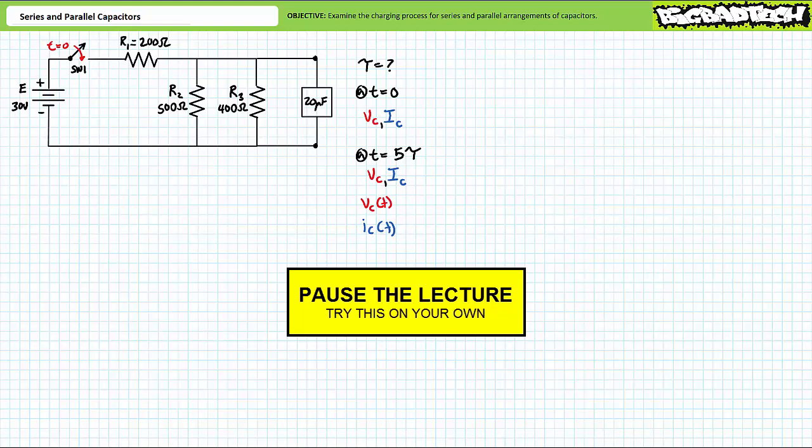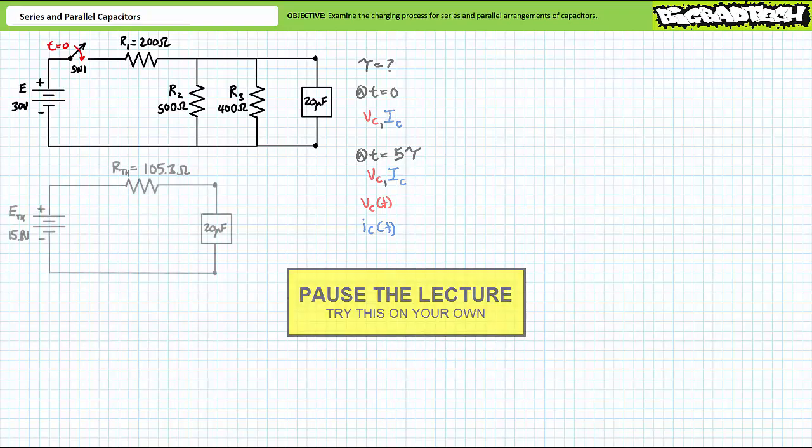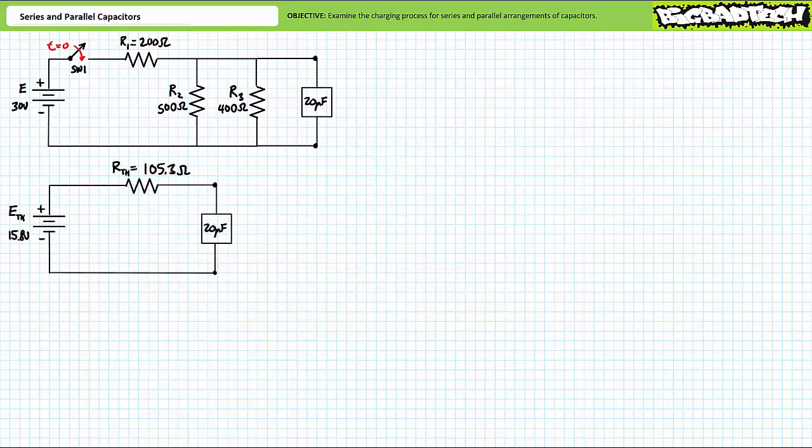If you're tracking, you should have obtained the following data. The Thevenin's equivalent circuit seen by the initially uncharged capacitor is a 15.8 volt DC source in series with a 105.3 ohm resistor. The time constant for the Thevenin's equivalent circuit is roughly 2.1 milliseconds.